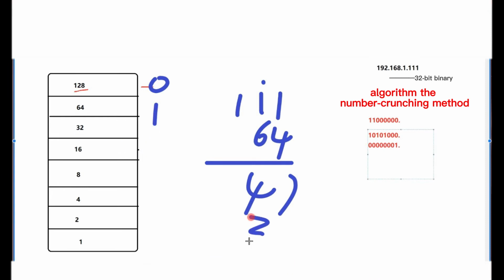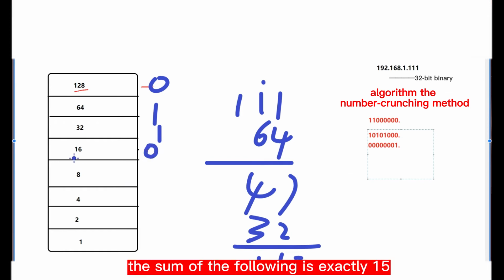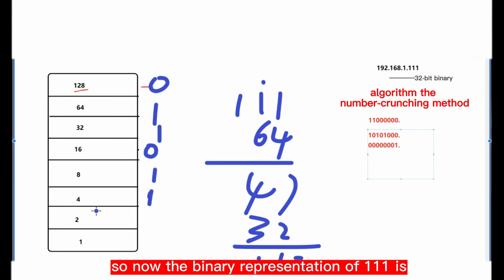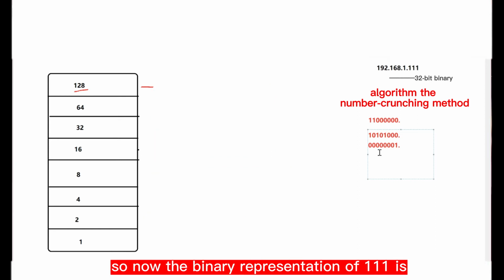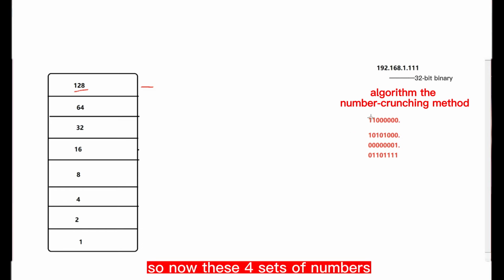Value is 1. 32 can also afford. Value is 1. Then subtract 32 from 47, equal to 15. 16 can't afford it. Value is 0. The sum of the following is exactly 15, so you can buy it later. All values are 1. So now the binary representation of 111 is 01101111.